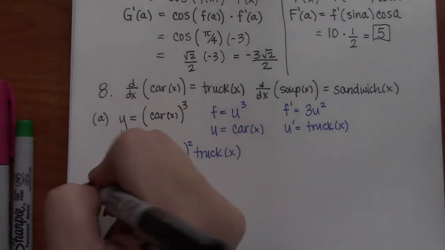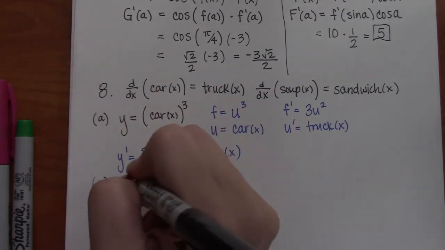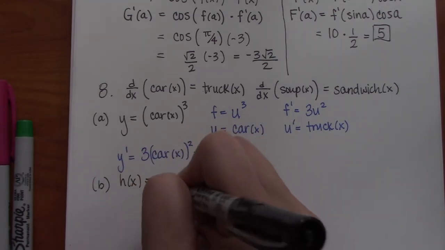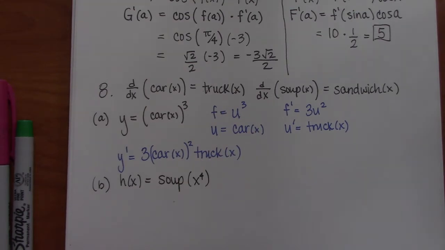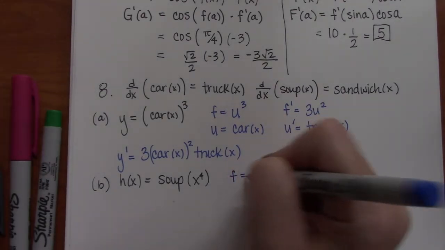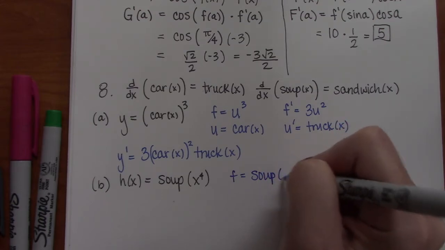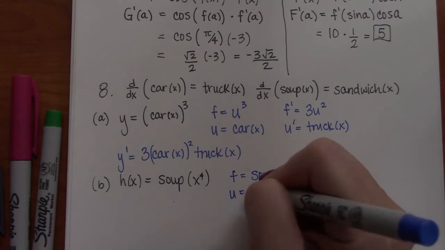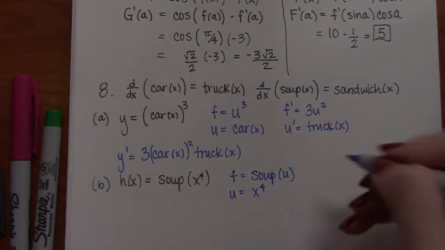All right, so B said, well, h of x is soup of x to the 4th. So this was a different notation. The first one we took the entire function and cubed it. Now we only are taking the variable inside and raising it to the 4th. So now the outside function is soup of u. Soup is the outside. And the expression on the inside is x to the 4th.